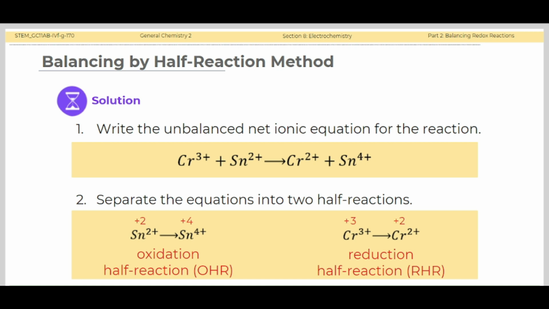The first half reaction is the conversion of tin 2 ion to tin 4 ion, while the second half reaction is the conversion of chromium 3 ion to chromium 2 ion. By looking at the oxidation number changes, the first half reaction is the oxidation half reaction or OHR, while the second half reaction is the reduction half reaction or RHR. Determining which are the OHR and RHR based on the changes in oxidation numbers is not necessary at this point. We can figure out which is which when the half reactions are completed.